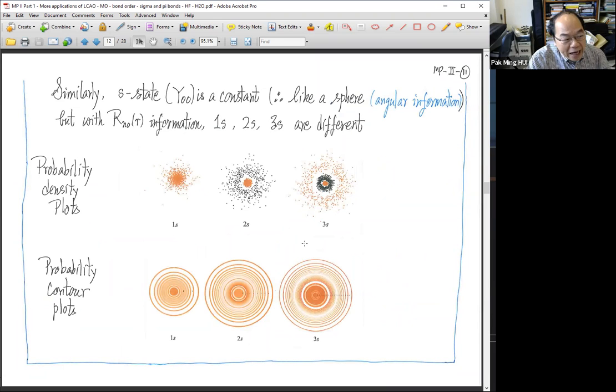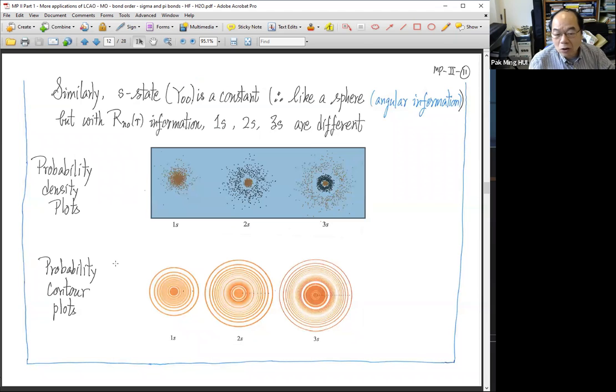Even for the S state, if you only care about Y00, that is S state, right? It is a constant, therefore it's like a ball, no directional dependence, okay? However, if you care about the radial information, 1s is slightly different than 2s, slightly different than 3s, as depicted here. Density plot and contour plot.